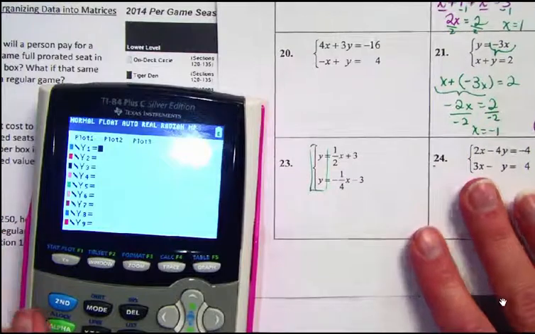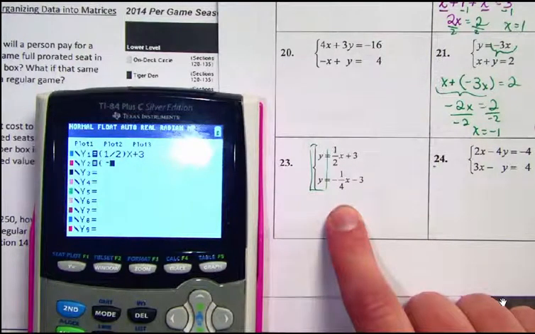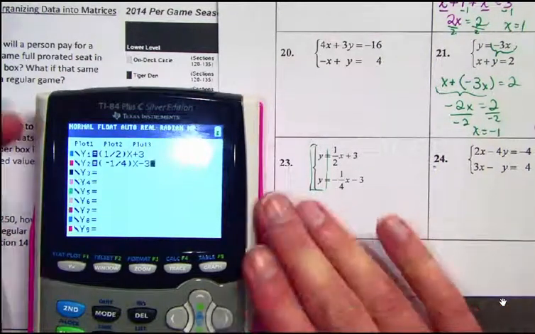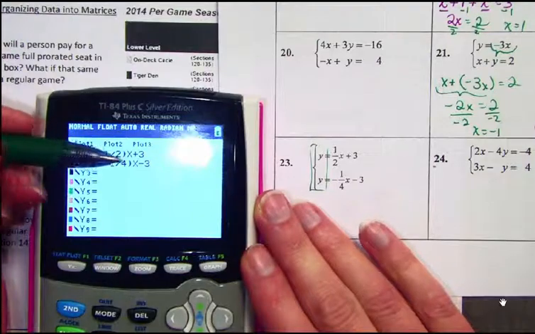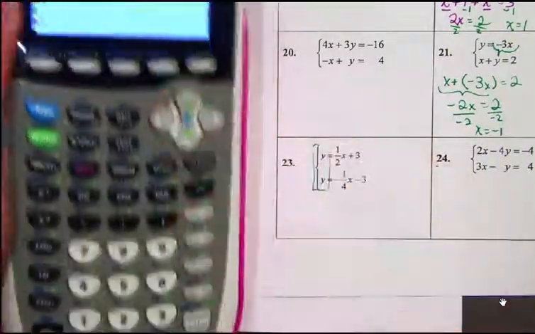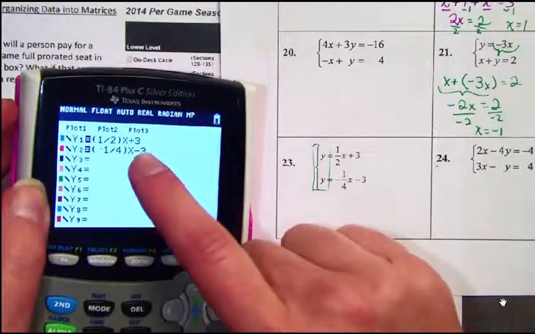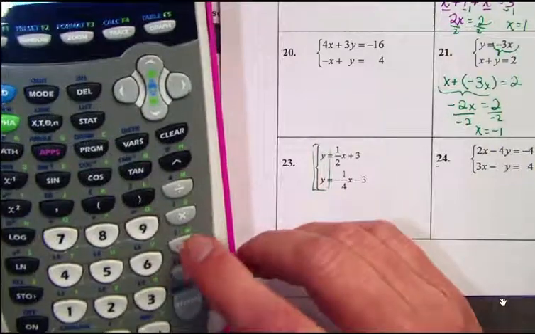So I'm going to type this in. I'm in my y equals. I'm going to put fractions in parentheses. Please be careful, that's a negative 1/4 x minus 3. There is a difference between a negative number and subtraction on your calculator. So that negative 1/4, I use the negative button right here. The subtract 3, I use the subtraction button.